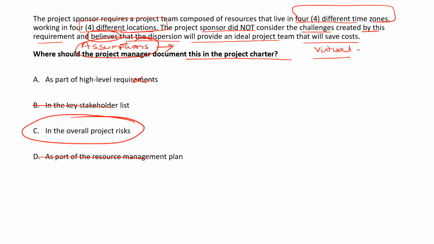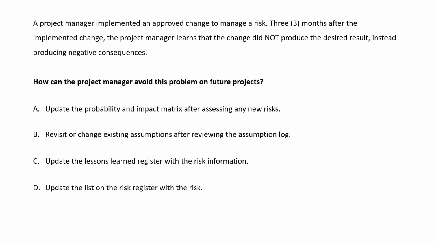So let's go next. A PM implemented an approved change to manage a risk. Three months after, the PM learns that the change did not produce the desired results. Wow. Instead, it produced negative consequences. You implemented the response to the primary risk and you got an issue, not a secondary risk. How can the project manager avoid this?